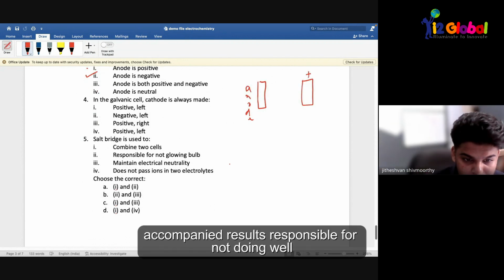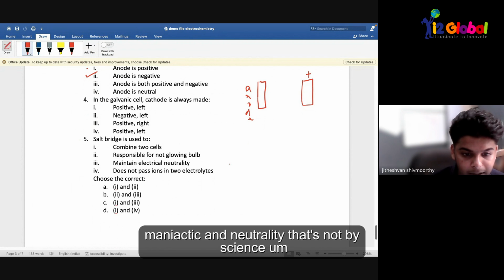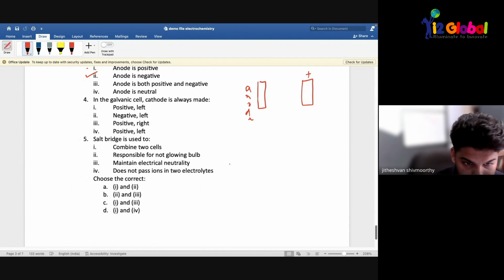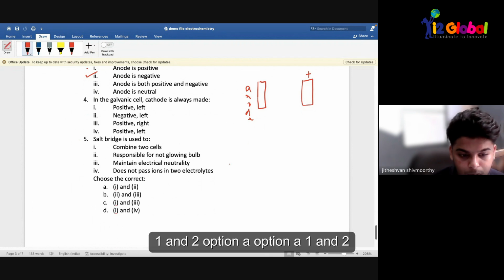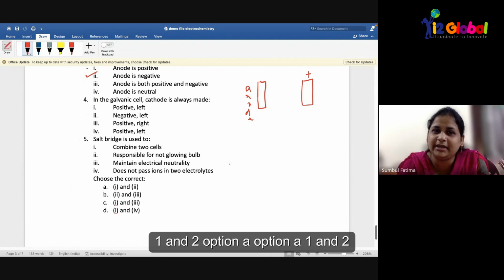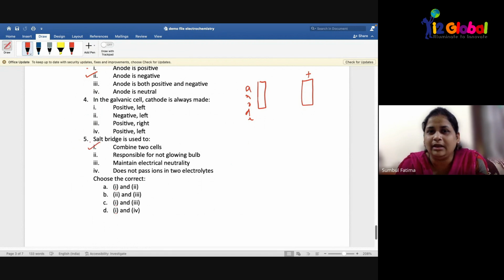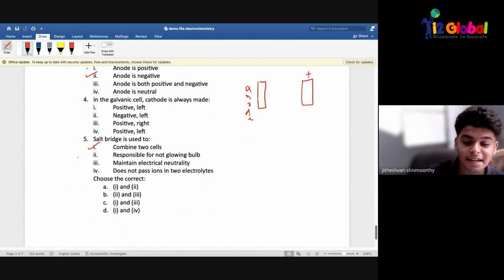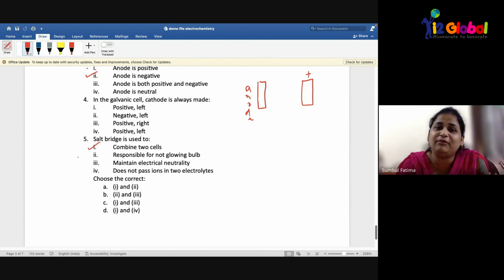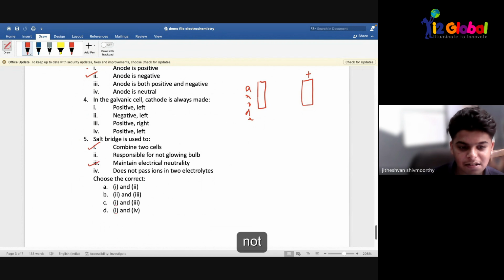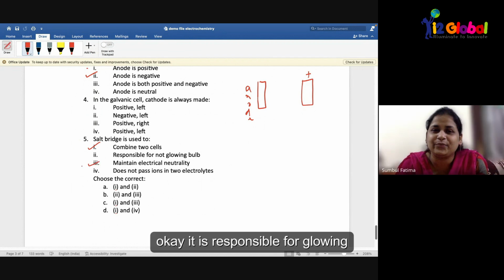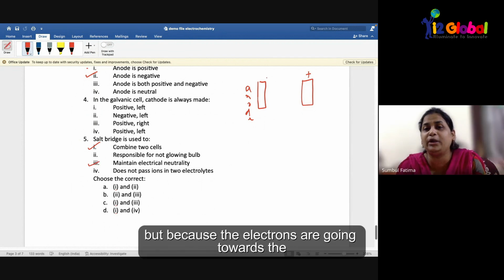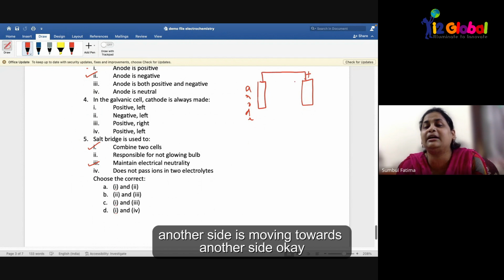Salt bridge is used to combine two cells, responsible for glowing bulb, maintain electrical neutrality, does not pass ions. Ma'am, 1 and 2. Option A. Option A, 1 and 2. It combines two cells. Good. It is not responsible for glowing the bulb. 1 and 3. I got mixed up electrical neutrality with the negativity. Correct. Yes, ma'am. It is responsible for glowing the bulb because the electrons are going towards the other side. Yes, ma'am. They are moving towards the other side.